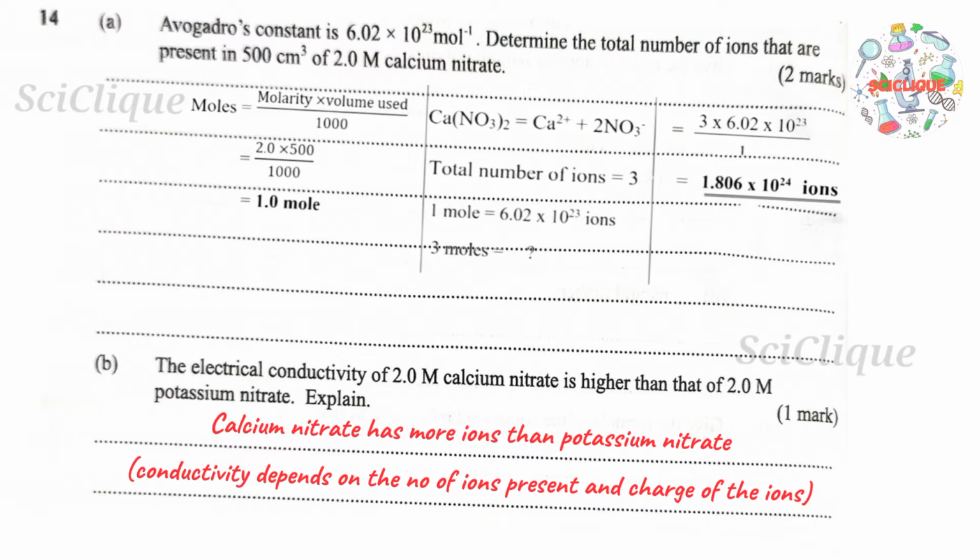And therefore, you're going to have better conductivity. Remember, when it comes to ionic substances, it's actually the mobile ions that conduct electricity. So the more ions that are present, the better the conductivity.